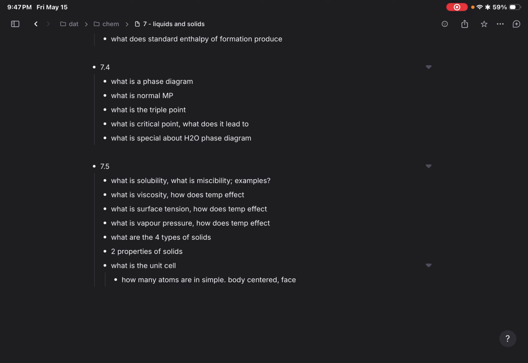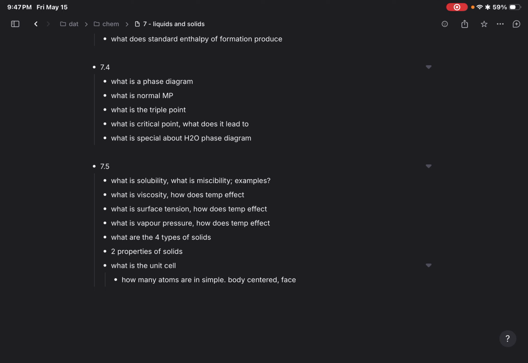So yeah, what is viscosity? How does temperature affect it? So viscosity is the ability for a liquid to flow. So like compare honey to water. Temperature affects it in that if you increase the temperature, you're going to be able to overcome those intermolecular forces. By overcoming those intermolecular forces, you're going to have less friction and you're going to have a lower viscosity. So it's an inverse proportional relationship.